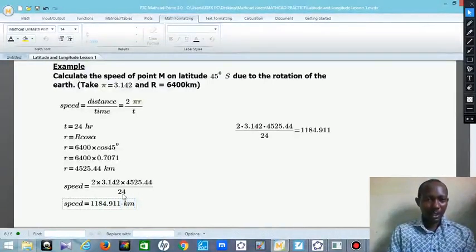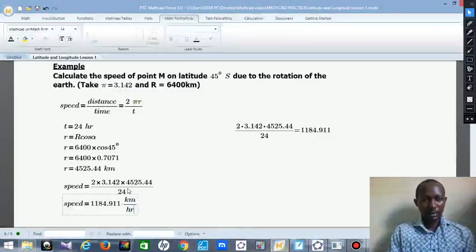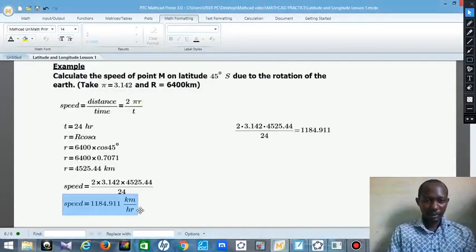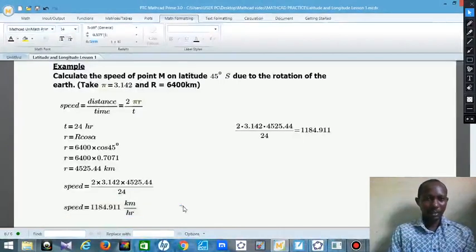Remember, time is in hours, so the unit is kilometers per hour. That is the answer. Take note of that. So this is the second example. Take note, this is for calculation of speed.